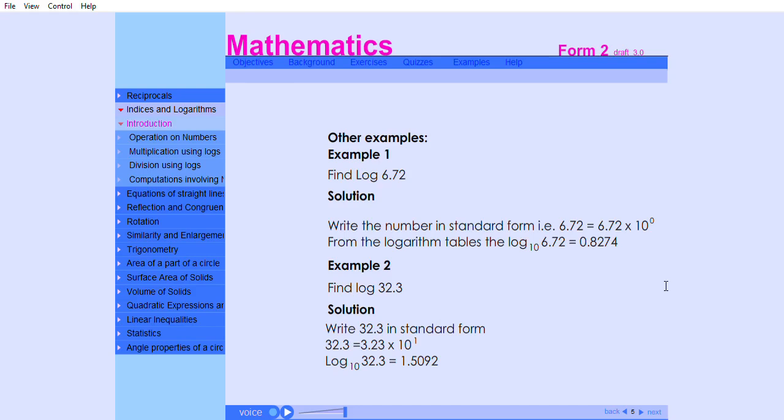Example 2. Find log 32.3. Solution. Write 32.3 in standard form. 32.3 is equal to 3.23 multiplied by 10 to the power of 1. Log 32.3 is equal to 1.5092.